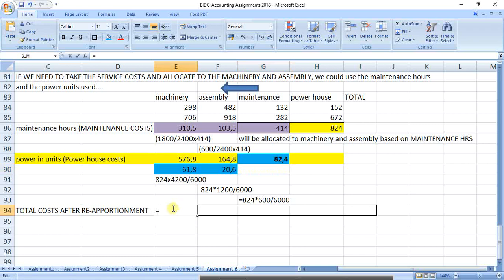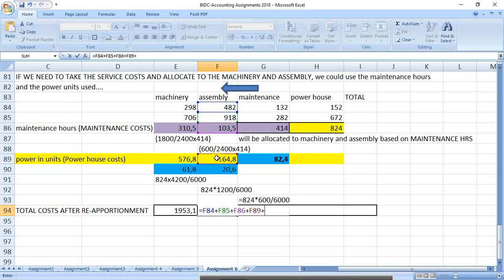Alright, so now after we've done the reallocation, how much cost does the machine have? It has this plus that plus the allocation there of the maintenance cost plus the power that they use plus that allocation gives you that. Okay, there's the total. Right, and then for this one, how much does the assembly cost? That plus this plus that plus the power that it uses plus the allocation of the maintenance.